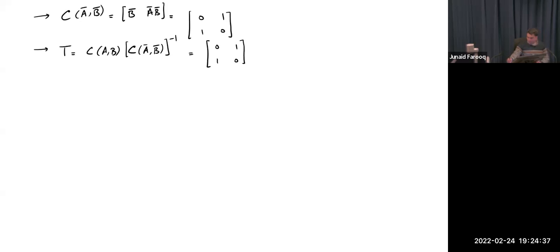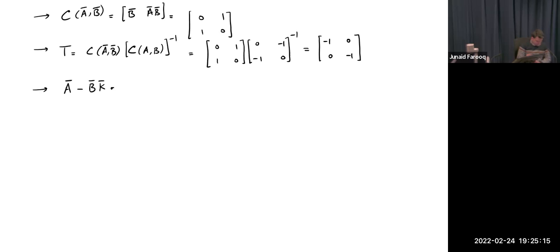Oh, so I'm making a mistake here. So the bar is here. And the next one is 0, minus 1, minus 1, 0, whole inverse. So what you get is a new matrix minus 1, 0, 0, minus 1. Okay, so you have this transformation, and the final step is to compare the coefficients of A bar minus B bar, K bar. So if you look at this, this is 0, this is 1.